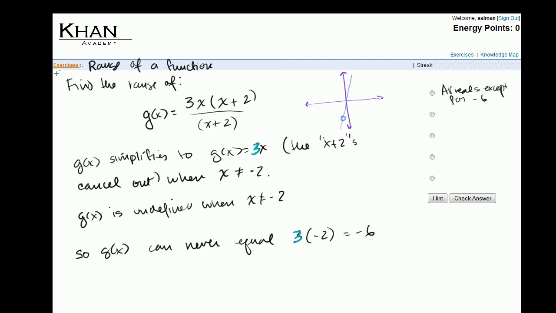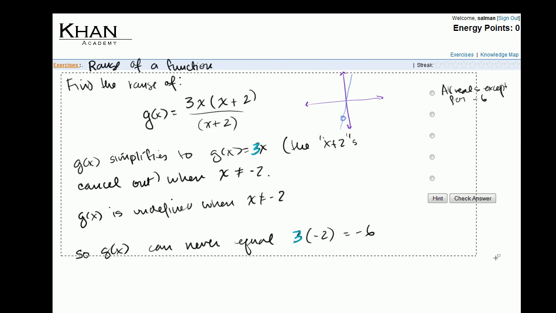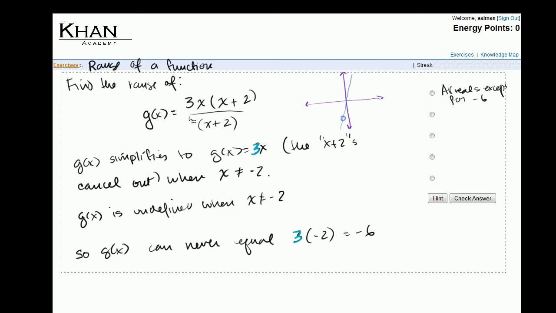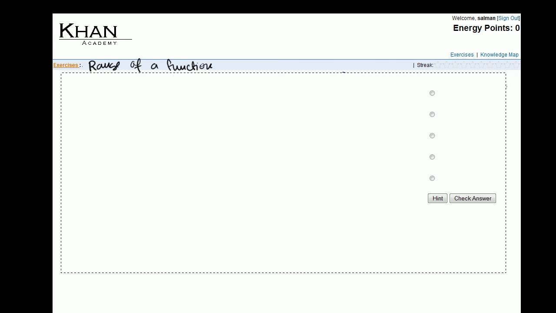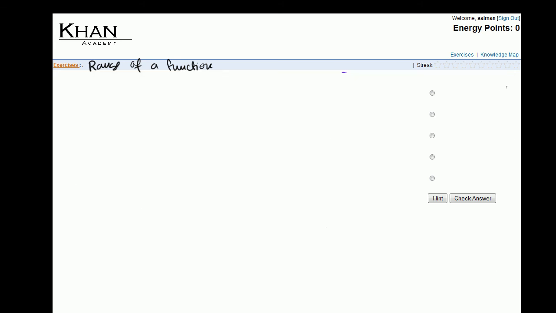And then other interesting functions we can put here. Other interesting functions that I can think of. I mean, you can always have square root functions. So you have something like h of x is equal to 4 times the square root of x plus 3. Once again, this thing is always going to be positive.